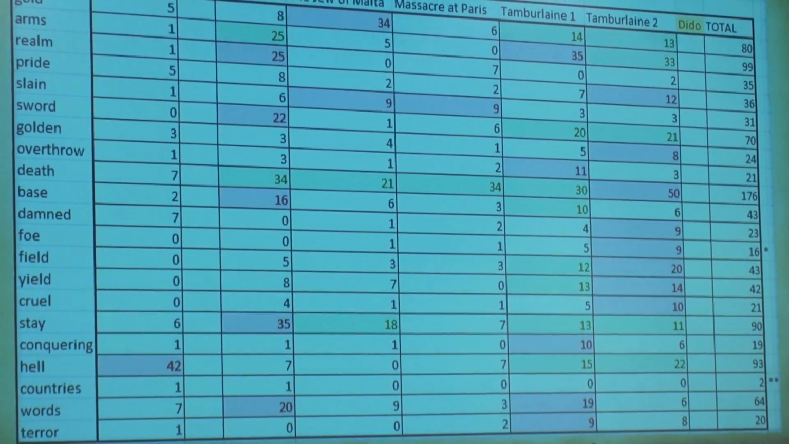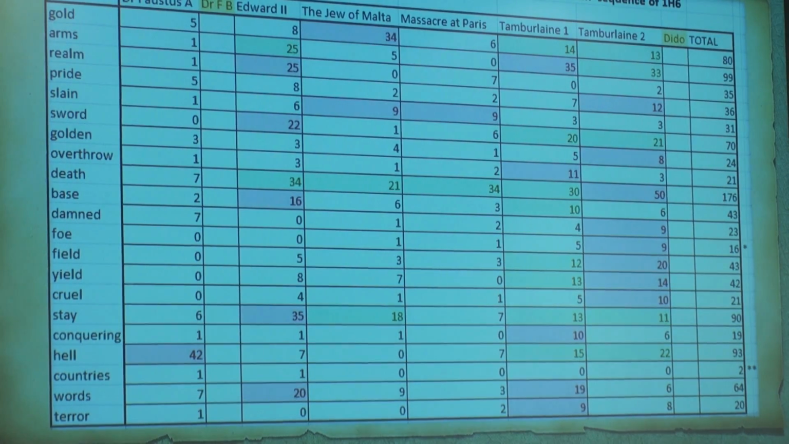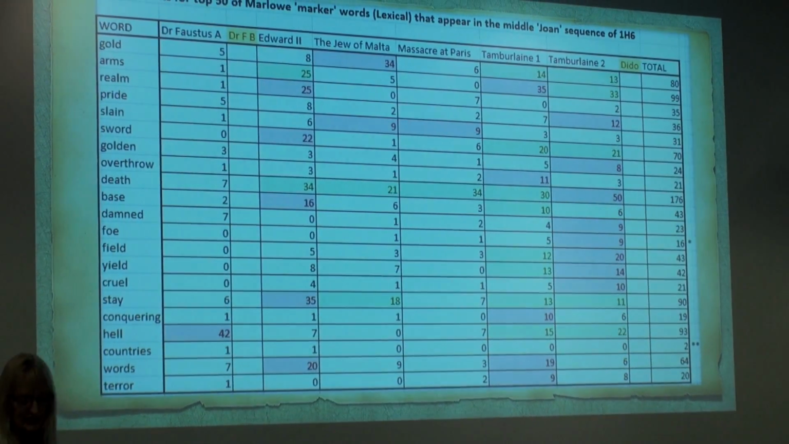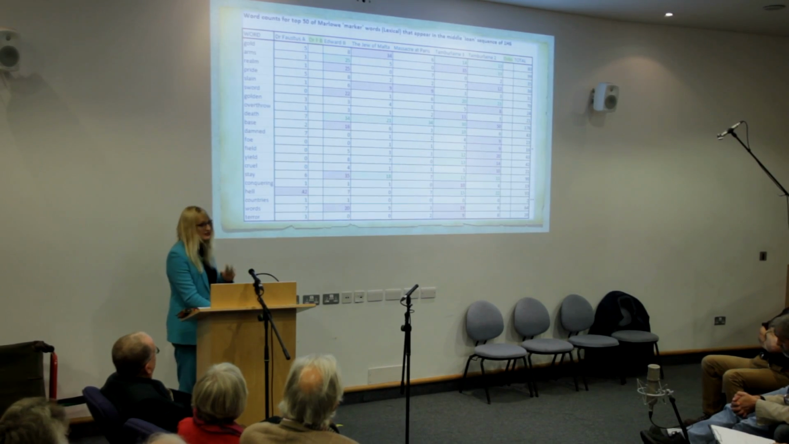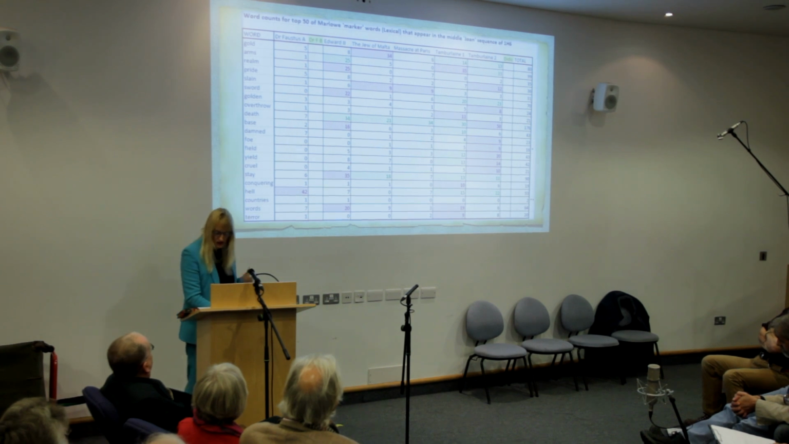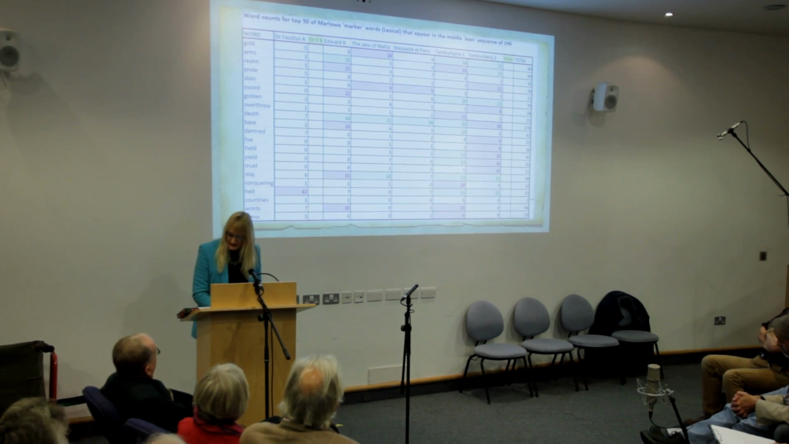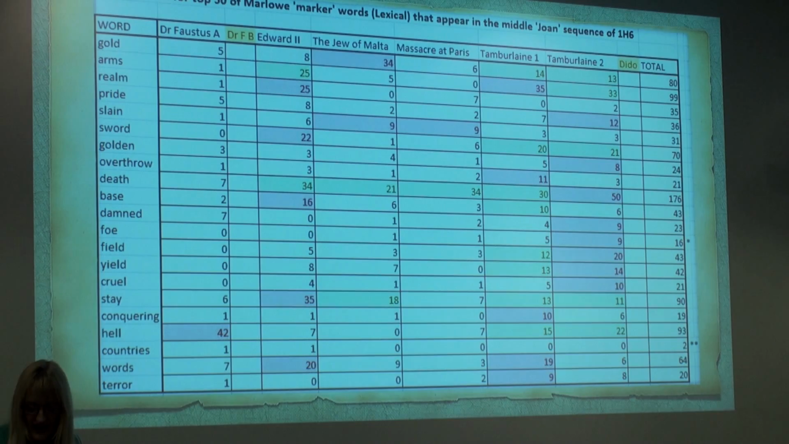The highest count for each word is marked in red, and significant counts, which I've arbitrarily set at double figures, are marked in green. And this is what I've observed about these so-called Marlowe marker words. And you can see this for yourself, really. Genre is critical. The majority of the Marlowe marker words present in the middle Joan section are all about battle and come from the 3 plays, Edward II and the 2 parts of Tamburlaine, that are full of battles.